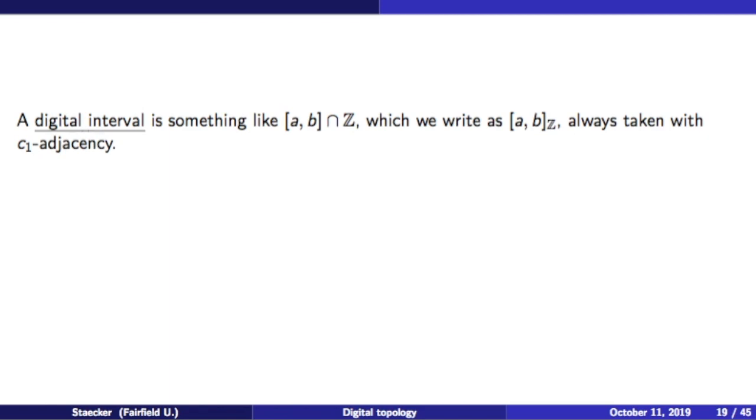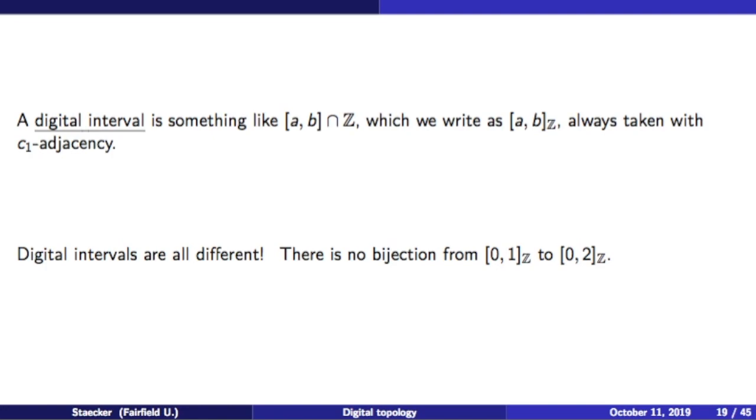And for a digital interval, we always use C1 adjacency. In dimension 1, that's the only one which really makes sense. A number is adjacent just to the one that's greater and the one that's lesser. Digital intervals, this is one difference from classical topology: digital intervals are all different. For example, the interval from 0 to 1 is different from the interval from 0 to 2. There's no bijection from one to the other, even though in classical topology these are homeomorphic. But in digital topology, they're not. This sometimes causes some problems.